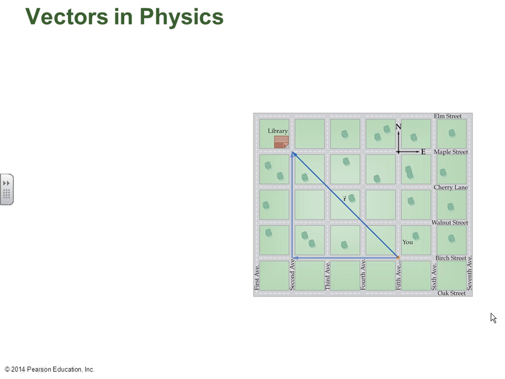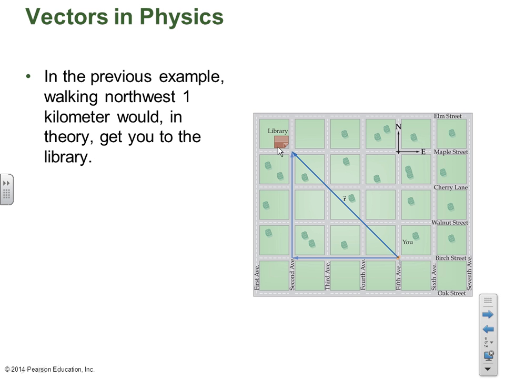But we could walk 1 kilometer northwest and get from where we are to the library. But in real life, would we probably be able to walk 1 kilometer northwest from where we started to get to the library? Maybe. But if we're in a city, there's things like trees and houses and streets and cars in the way. So generally, you're not going to just walk from where you start to where you want to be. You're going to have to follow the streets and go along, whatever this is, Birch Street, and then go up 2nd Avenue.